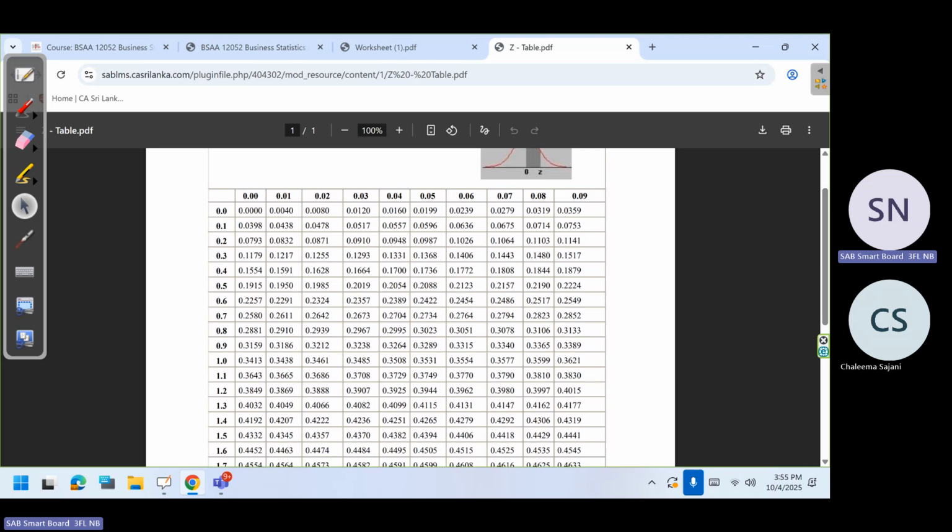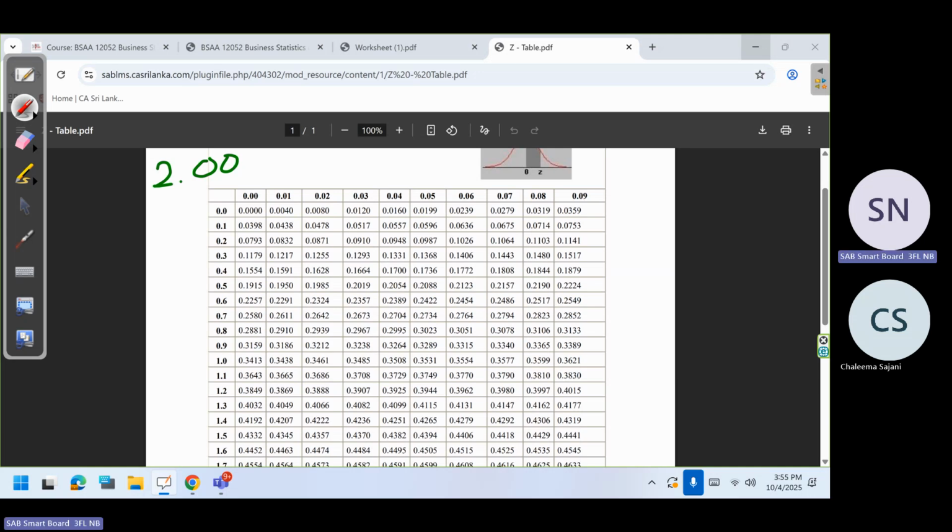Then now what is your Z value? In our example, what is our Z value? Minus 2. Here we ignore the sign of the Z value. Then 2 is your Z value. It means 2.00. Okay, here the table only has 2 decimal places.